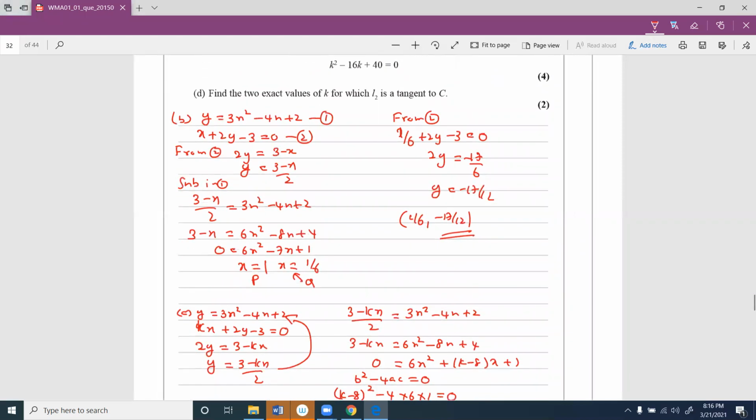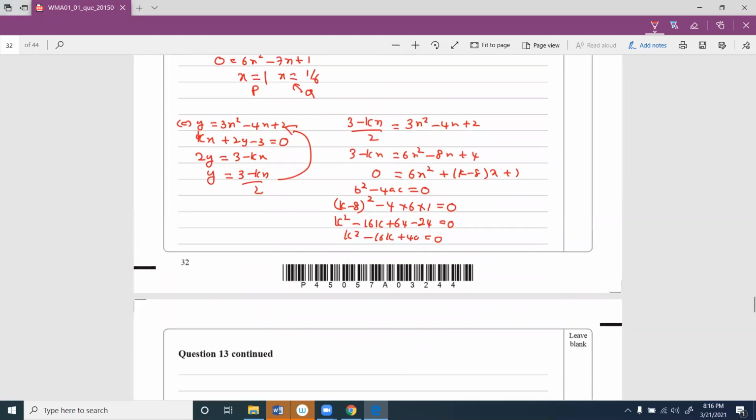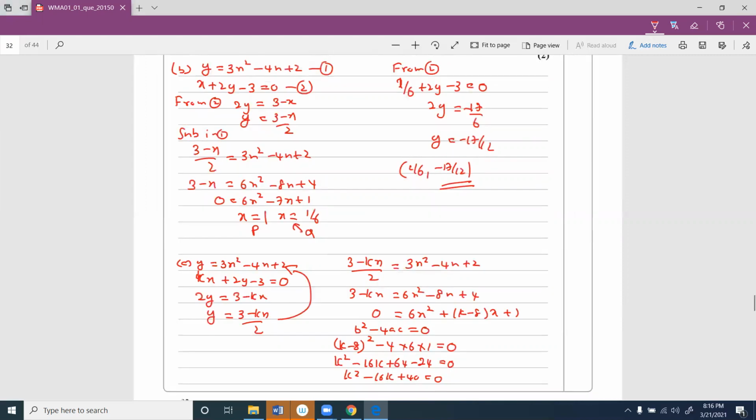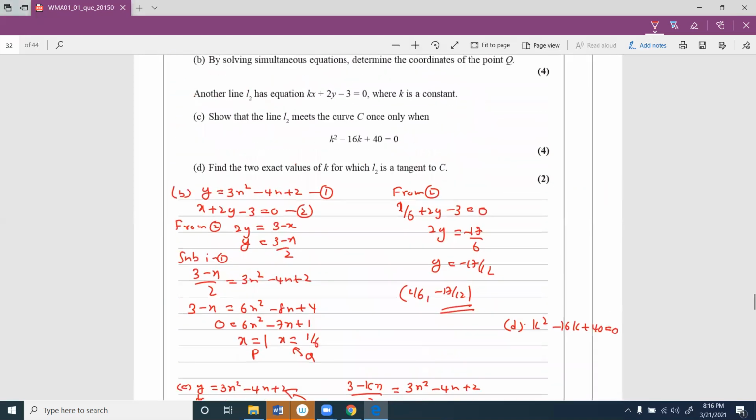Yeah, hence find the value for k. So what you need to do is simplify this and obtain the answer for k. So I just do it here. That is the answer for part D. You can solve this: k squared minus 16k plus 40 equals 0. If you solve this, you will receive the answers. Find the two exact values of k.